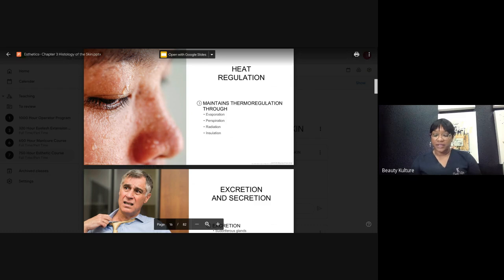Blood flow and blood vessel dilation also assist in cooling the body. We also protect ourselves from cold by constriction of the blood vessels and decreased blood flow. Additionally, we have natural fat layers within our body to help insulate us, to keep us warm, for example, in the wintertime. So that is how our skin helps us with heat regulation through evaporation, perspiration, radiation, and insulation.